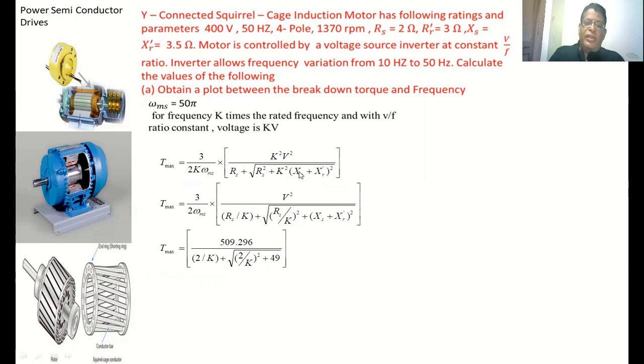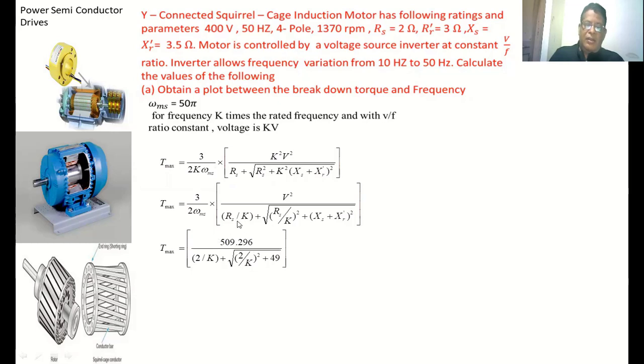Now you take the K outside in the denominator here. This K square in the numerator, K square will get cancelled. Finally you are getting 3 by 2 omega ms into V square by Rs by K plus square root of Rs by K whole square plus Xs plus XR dash whole square. Here it is given that it is a star connected motor. This is the phase voltage. What voltage is given in the numerical? That is the line voltage. So this voltage divided by root 3 whole square, we are getting the numerator value.